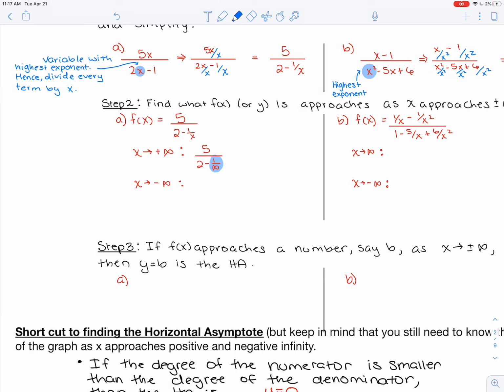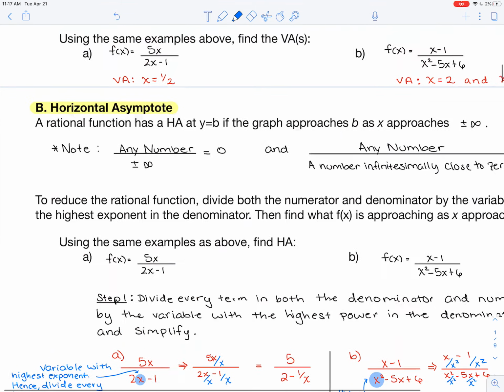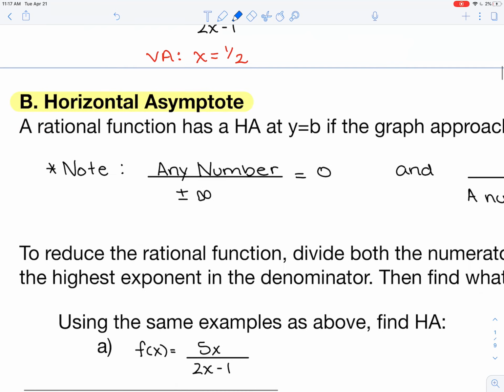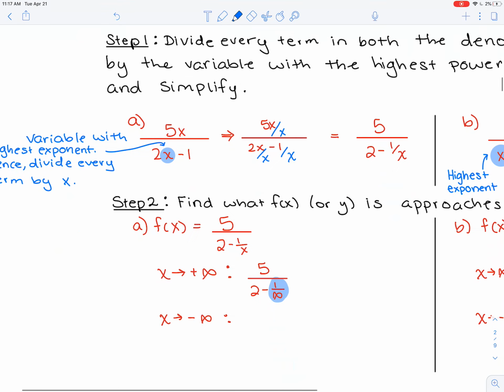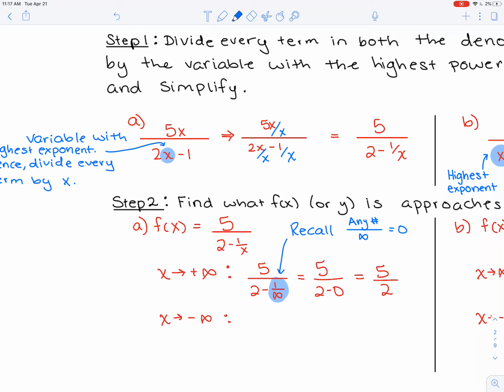Do you remember what I said 1 over infinity is? It's up here if you don't remember. Any number over plus or minus infinity equals 0. So we can simplify that and we get 0 for 1 over infinity. Okay, so that gives us 5 over 2 minus 0, which gives us 5 over 2.